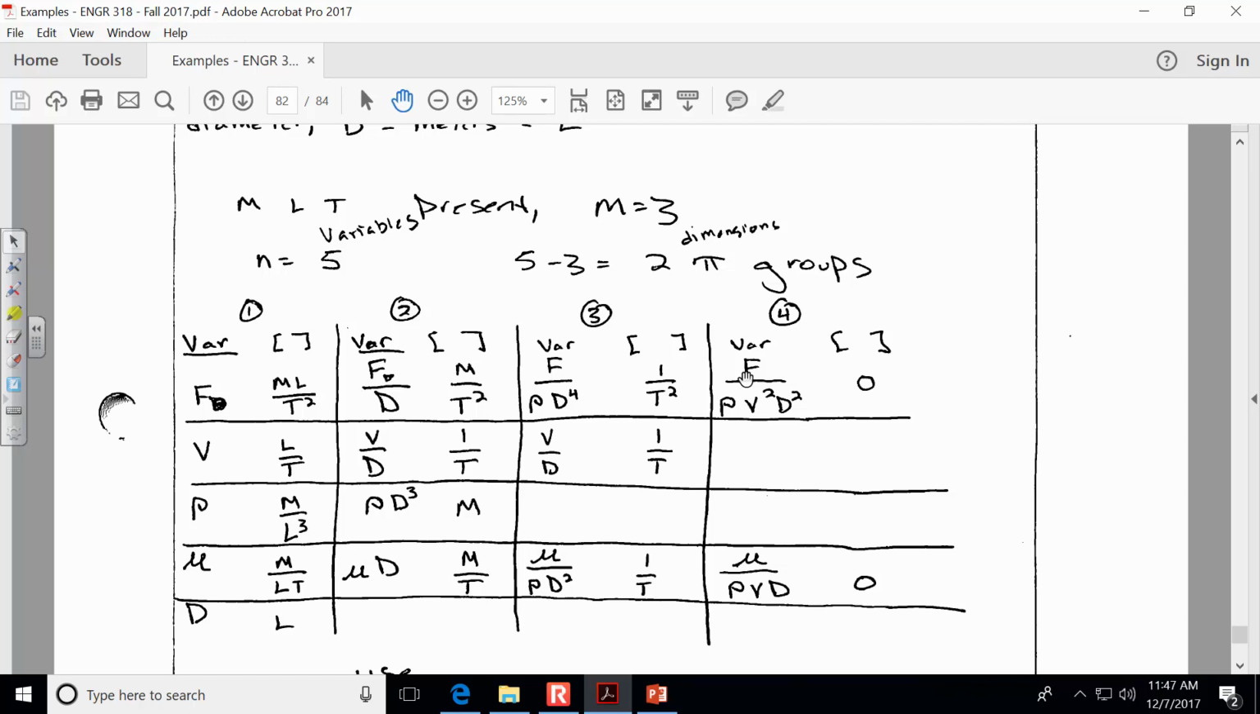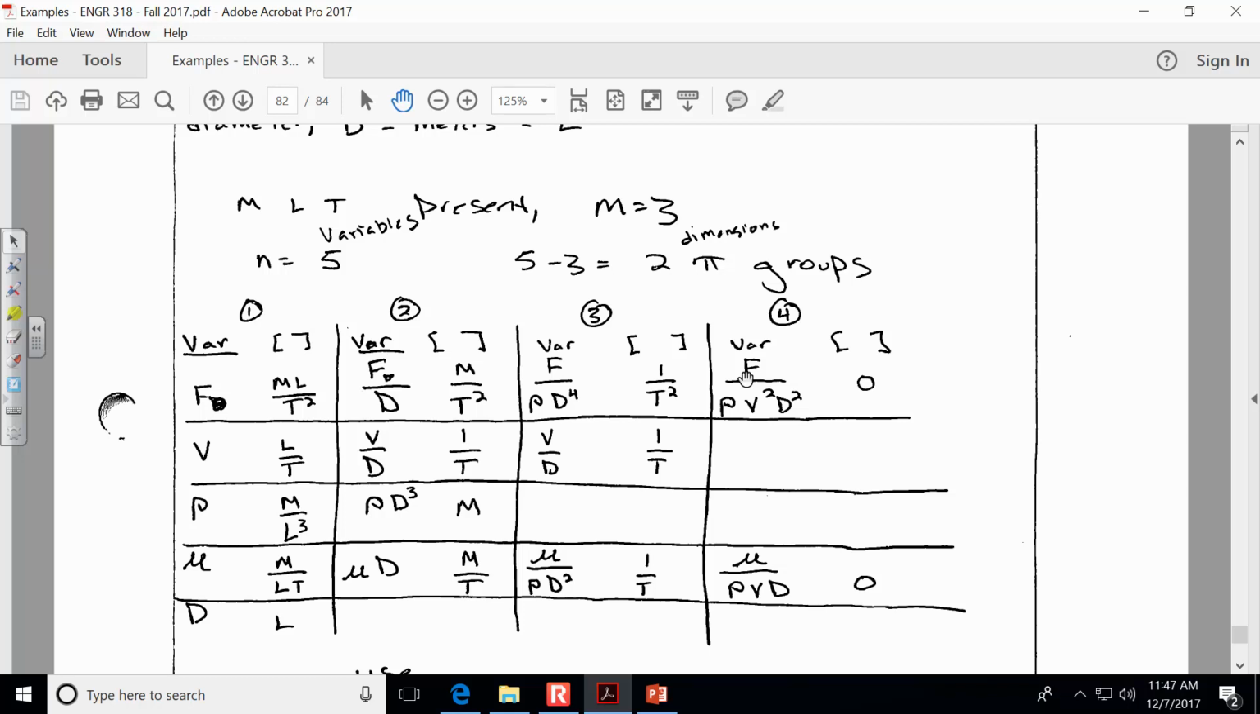Okay, and then now to viscosity. Viscosity times diameter, the resulting combination there will just be mass divided by time. And then I just leave it blank for D. D is used up now. I don't have to put anything else in that row because I've included D in each of the remaining variable combinations.